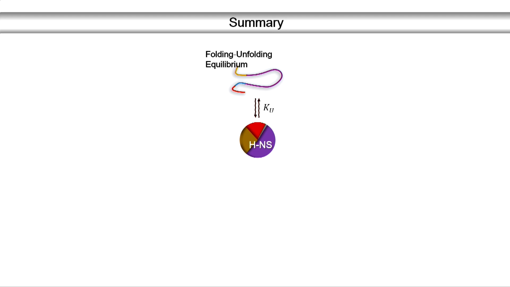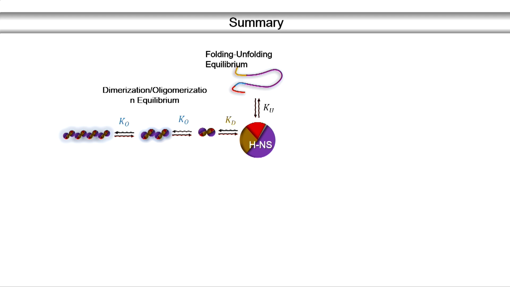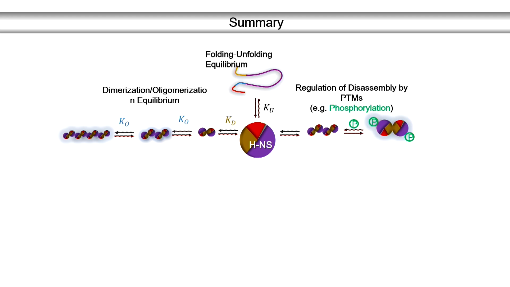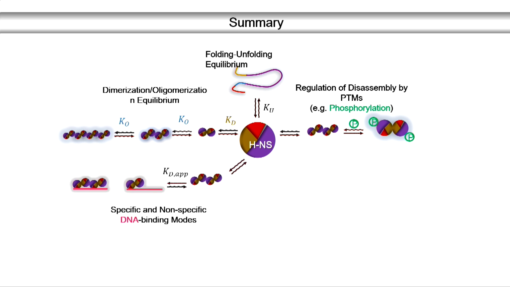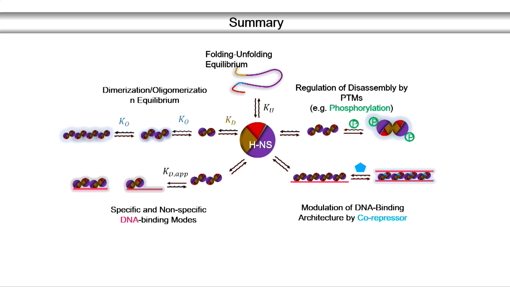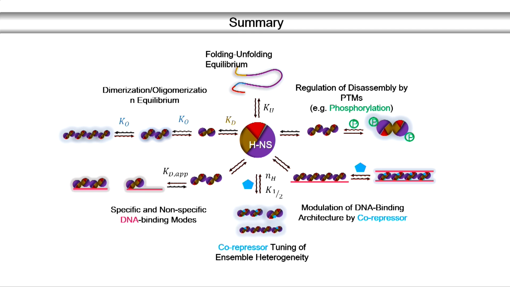One is the fact that there is a folding-unfolding equilibrium between the folded HNS and the unfolded HNS molecule, and you can have oligomerization or dimerization, and phosphorylation can actually modulate the degree of oligomerization that you have in the ensemble. Depending upon whether specific or non-specific DNA binding modes, you can get very different assemblies. And there is also this co-repressor that can bind here and hence also regulate the binding to DNA, and this co-repressor also modulates the degree of ensemble heterogeneity.